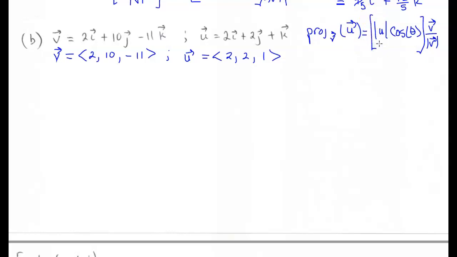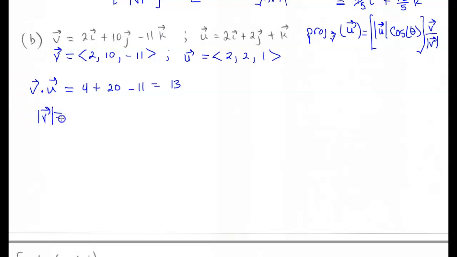Okay, so of course, let's get this. We need to figure out what v dot u is going to be first. And if you figure out what v dot u is, it's just going to be the product of the like components. So 2 times 2 is going to be 4, plus 10 times 2 is going to be 20, plus negative 11 times 1 is going to be minus 11. So we'll do minus 11 here. And if we do that, that's going to end up being 13 once that's all worked out.